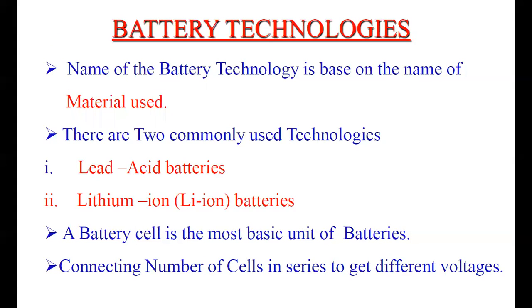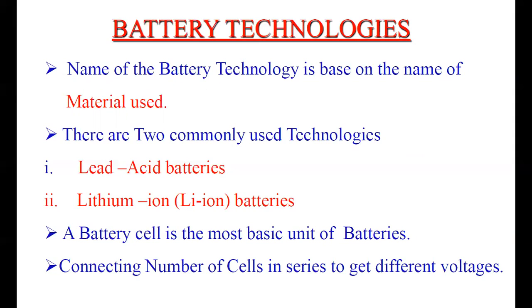So different technologies are available for the batteries. There are two commonly used technologies: one is the lead acid battery and another one is the lithium ion battery. The name of the battery technology is based on the name of the material used for the manufacture of the battery. Accordingly, it can be classified into different types. The two mainly used types are lead acid batteries and lithium ion batteries.